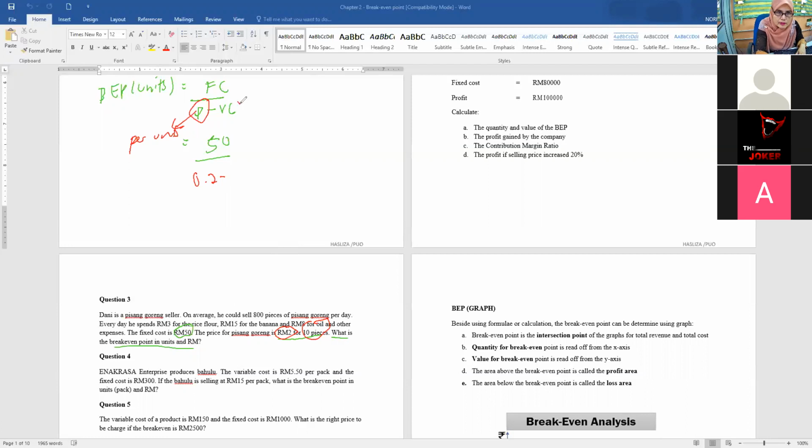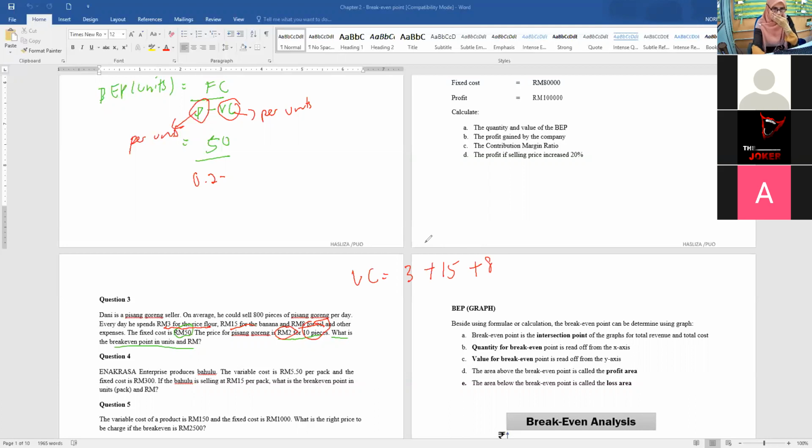Variable cost also adalah variable cost per unit. Bila variable cost per unit means that you have to find out variable cost per unit kalau soalan tak terus bagi variable cost per unit. Okay, for example, kita tengok soalan ni, dia kata setiap hari dia akan spend RM3 for the flour, RM15 for the banana and RM8 for oil and other expenses. So means that dekat sini, dia punya variable cost dia adalah 3 plus 15 plus 8.